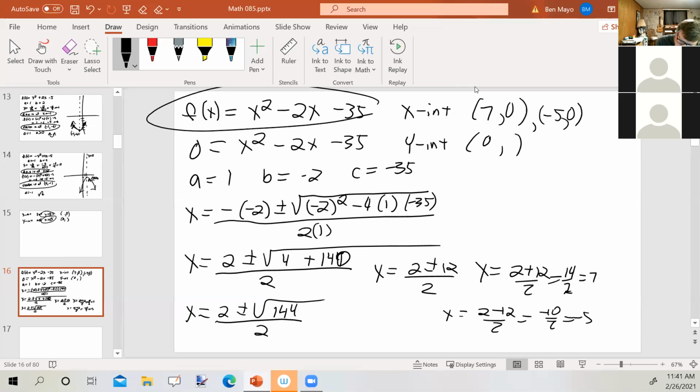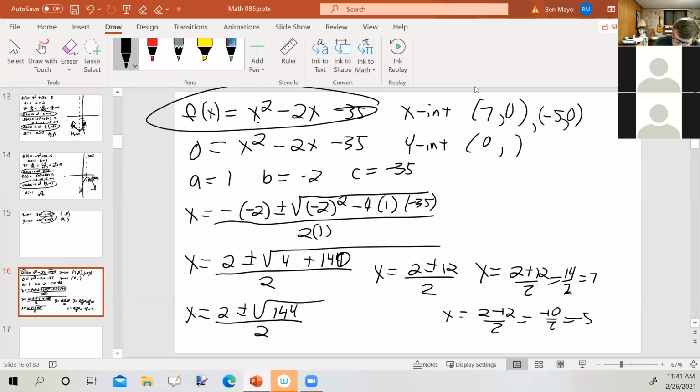To find the y-intercept, you set x equal to 0. Well, if we have an equation in the form y equals ax squared plus bx plus c, and we find f of 0, this goes to 0, this goes to 0, and what's left is c, the constant. So the y-intercept would be at 0, -35. So to find x-intercepts, we set y equal to 0 and solve the equation using the quadratic formula. To find y-intercepts, we set x equal to 0, and it's going to be the constant at the end, because the ax squared and the bx are both going to become 0.